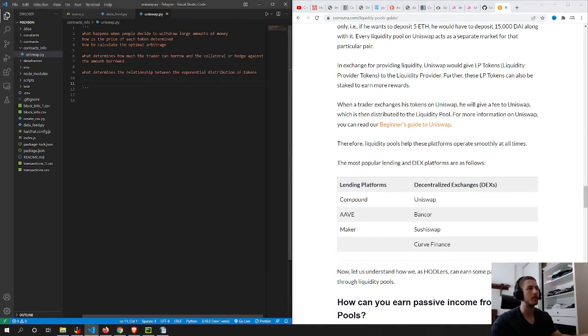So I think another question I have is how is the overall balance of all assets determined?